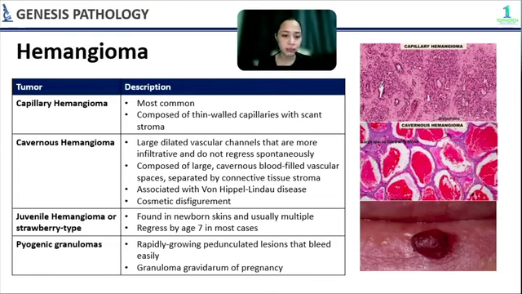And then we have pyogenic granulomas. These are rapidly growing, red pedunculated lesions found in the skin, gingiva, and oral mucosa. We have the granuloma gravidarum of pregnancy. They usually bleed easily and ulcerate.